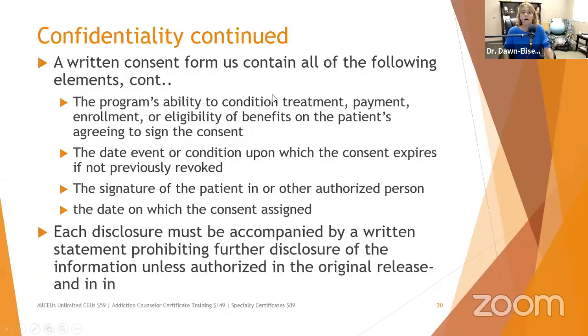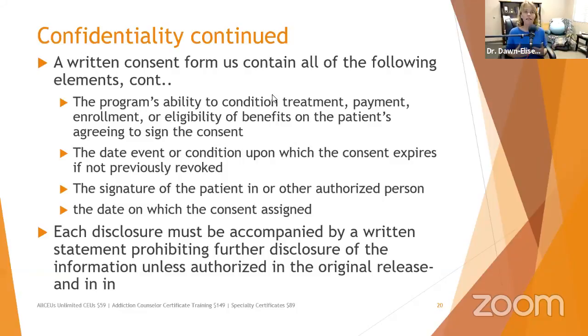The written consent also has to indicate the program's ability to condition treatment, payment, enrollment, or eligibility of benefits on the patient's agreeing to sign the consent. So it needs to explain. If you're able to say, well, if you don't sign this consent, then I can't treat you, you need to disclose that ahead of time.